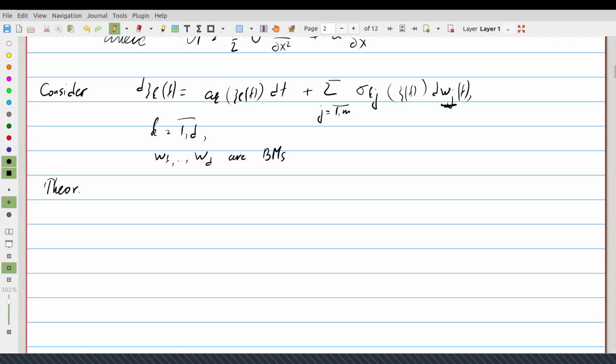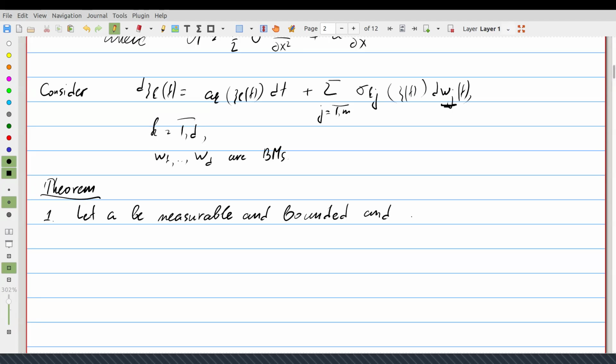And the theorem that illustrates the whole theory consists of two parts. So let the drift be measurable and bounded, and sigma be just continuous. So no Lipschitz continuity assumptions, etc. Then there exists a weak solution. So these assumptions are very weak compared to the case of strong solutions.